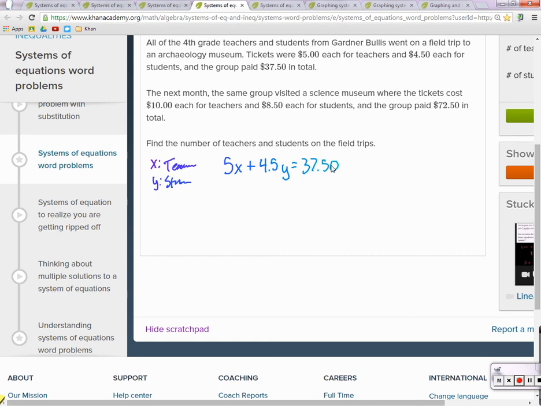Okay. 10x plus 8.5y is equal to 72.5. Because the second trip, they went to a different place. This is how much the teacher tickets cost. So 10 times the number of teachers. It's the same group, same number of teachers and students. So the amount spent on teachers plus the amount spent on students is the amount spent on the group as a whole.